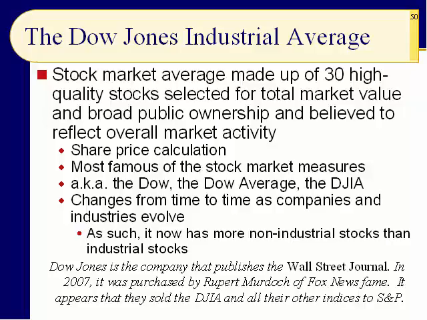This stock market average is made up of 30 high-quality stocks selected for total market value and broad ownership and believed to reflect overall market activity. It's certainly the most famous of the stock market measures. Even though, dear students, it's not the best. It's actually not very good anymore because of the nature of the industry. It changes from time to time as companies and industries evolve, and as such, it now has more non-industrial stocks than industrial stocks. So why do they still call it the industrial average? I don't know. There's only a few industrial companies left.